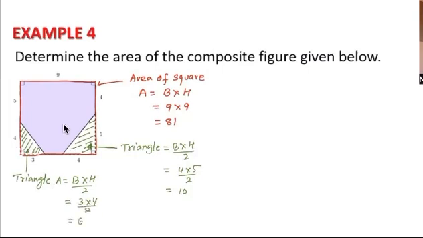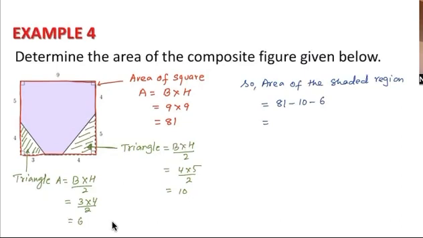So technically what we are doing is, in order to find the area of this shaded region here, we have to subtract 6 and 10 from 81. So let's write that down. The area of the shaded region is equal to 81 minus 10 minus 6. From 81, we are subtracting these 2.